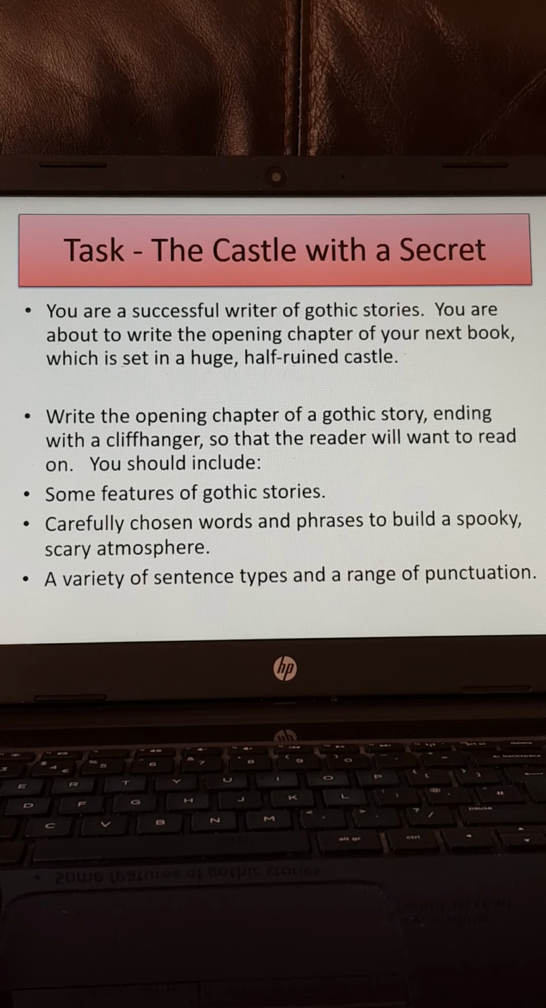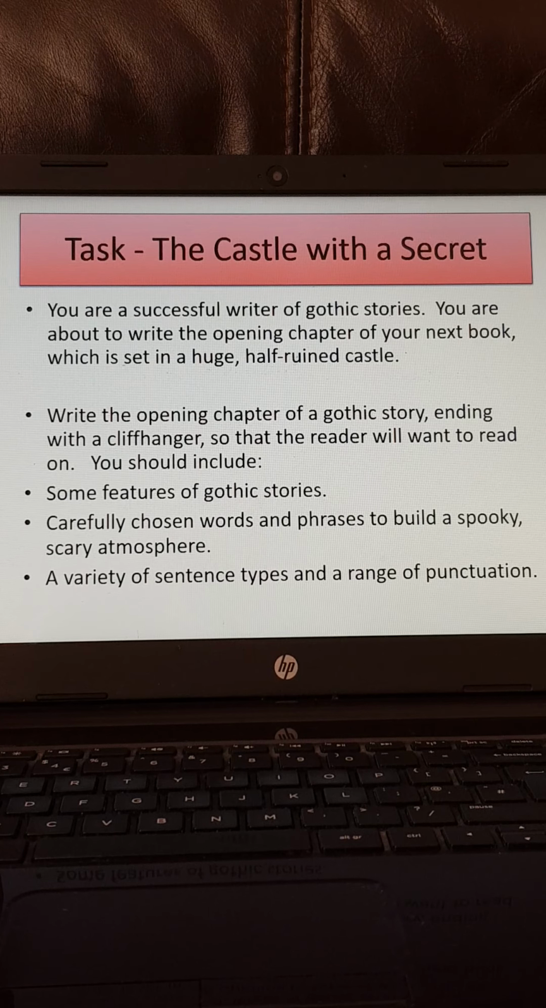So your task then: you're a successful writer of Gothic stories. You're about to write the opening chapter of your next book, which is set in a huge half-ruined castle. So already we've got Gothic features there. The setting is a real Gothic feature, isn't it?